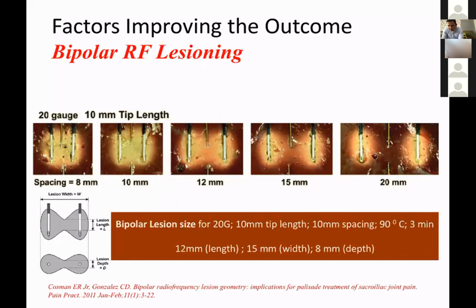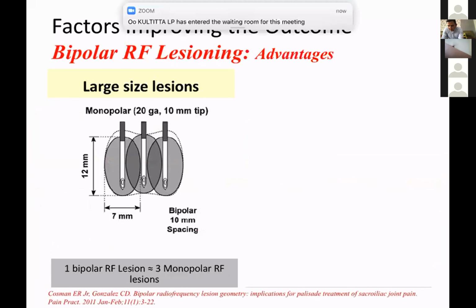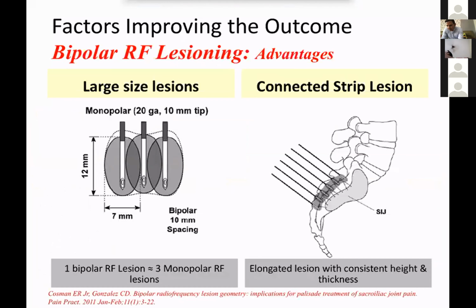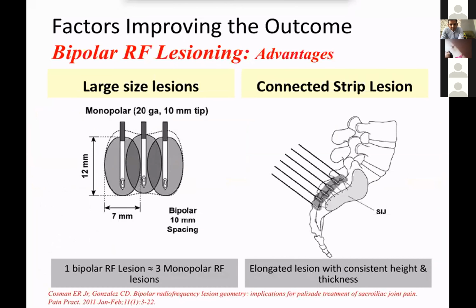So what are the basic advantages? One, I have already told, a large size lesion, which is approximately thrice the size of the lesion produced by a monopolar RF technique. And another specific advantage which is used in SI joint lesioning is that we can produce a connected strip-like lesion so that we can lesion a larger area, as in the case of the sacroiliac joint.